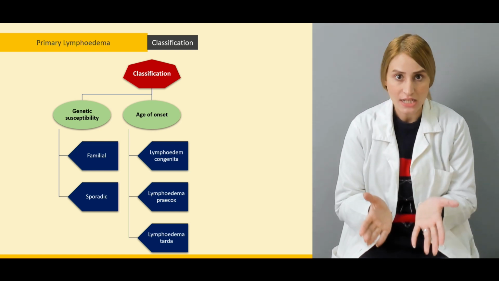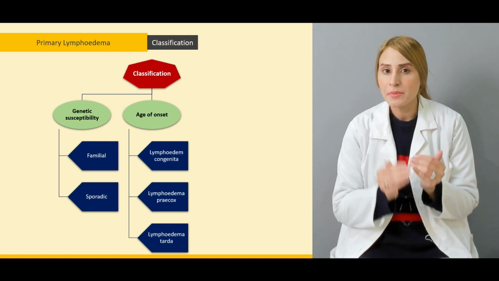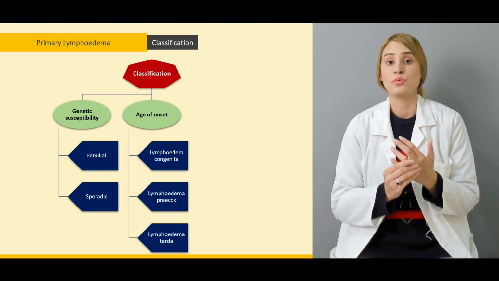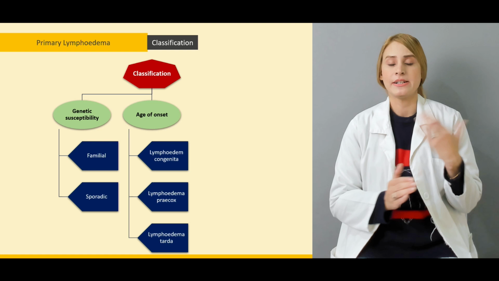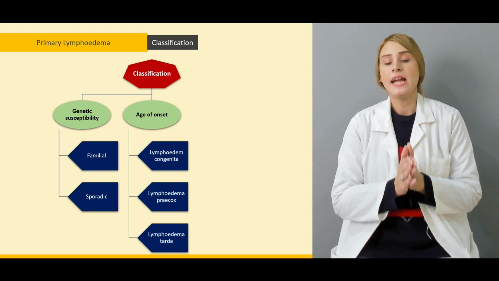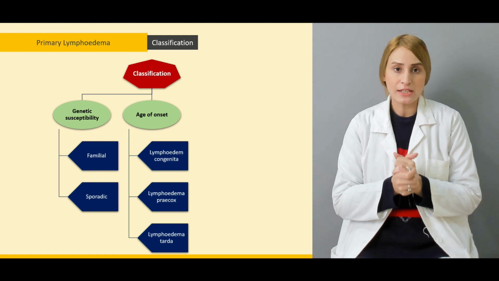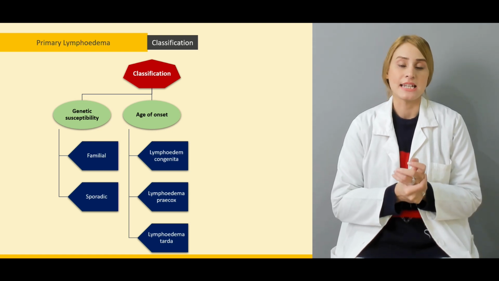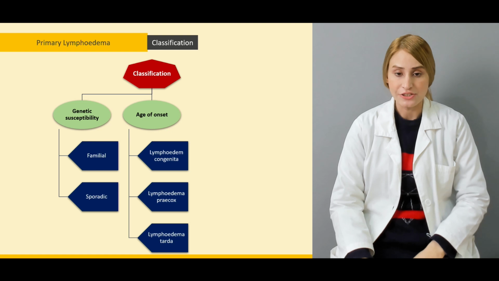Most of the time, it is more common in women who are obese or who are near the age of their menarche. Lymphedema tarda is the kind of lymphedema in which the age of onset is greater than 50 years.